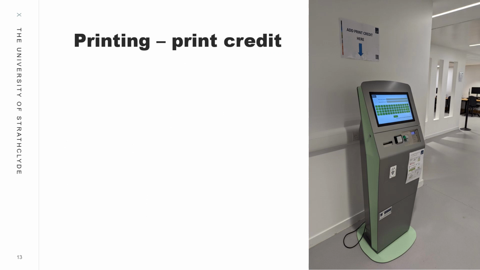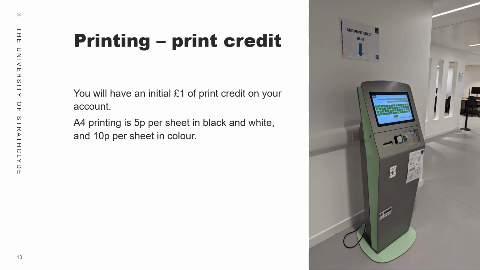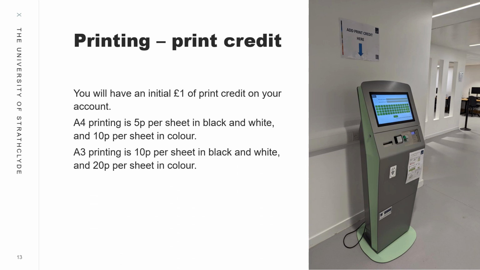You do have to pay for credit for printing. You will have an initial £1 of print credit on your account. A4 printing is £5 per sheet black and white and 10p a sheet in colour, and it's double the price for A3 printing. And that is per sheet, so if you print double-sided, it will give you 2 pages for the price of one.